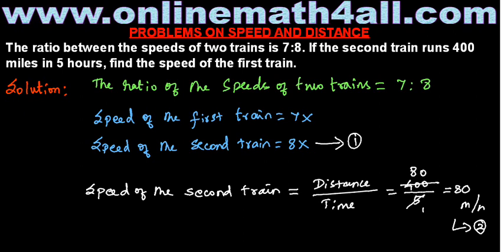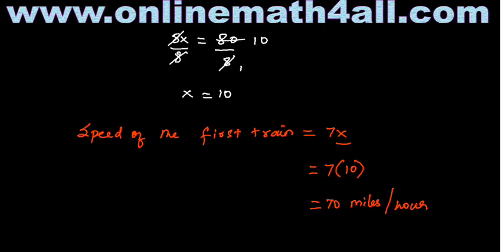Already we got the speed of the second train in terms of x, that is 8x. Here we got speed of the second train 80. So both the things mean the same. So I equate these two, 8x and 80. When I equate these two, I'll be able to get the value of x, that is equal to 10. After having received the value of x, I'm just going to plug x is equal to 10 in speed of the first train, because already we got the speed of the first train in terms of x, that is 7x. So there I plug x is equal to 10. When I plug, I get speed of the first train equal to 70 miles per hour.